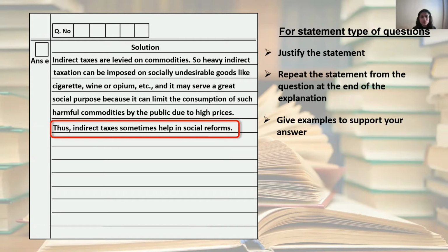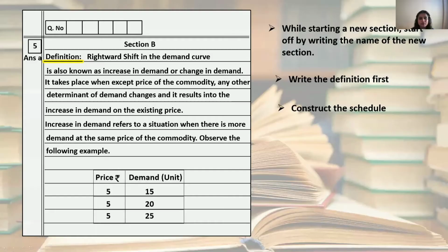The prices will increase. Indirect taxes are imposed, the prices are going to increase. So when the prices increase, they become costlier and therefore their consumption cuts down. And this helps to bring about a social reform, and therefore indirect taxes are helpful in bringing about a social reform. So this is how you justify your answer. Write it in such a way that you justify the statement that is given as a question. Include examples so that they help support the answer. Those examples will support your answer and make it look more unique and better.